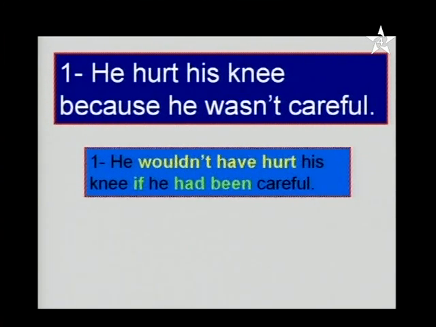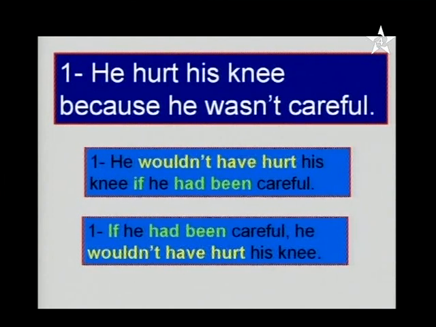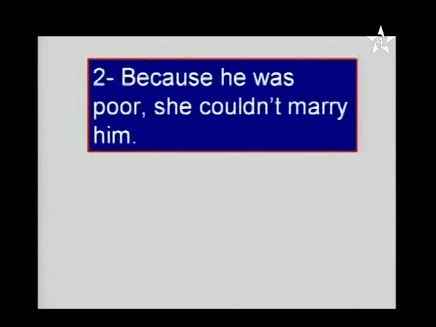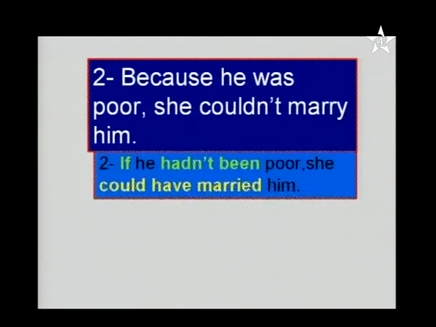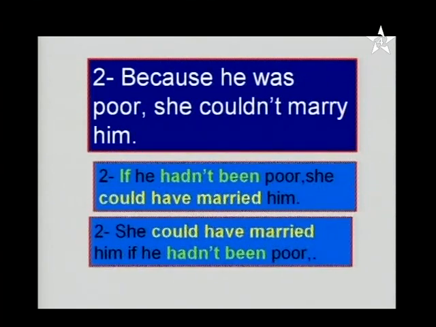Now let's see the first sentence. He hurt his knee because he wasn't careful. How can we write this sentence in conditional 3? We can say, for example, he wouldn't have hurt his knee if he had been careful. Another possibility, if he had been careful, he wouldn't have hurt his knee. Second example, because he was poor, she couldn't marry him. Your answer would be, if he hadn't been poor, she could have married him. Or she could have married him if he hadn't been poor.